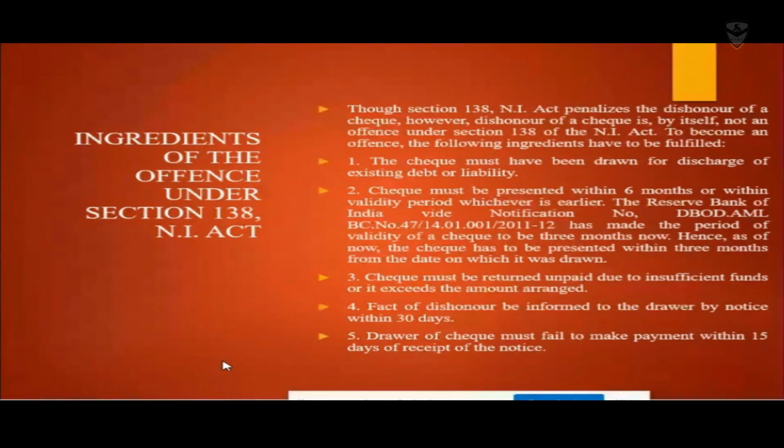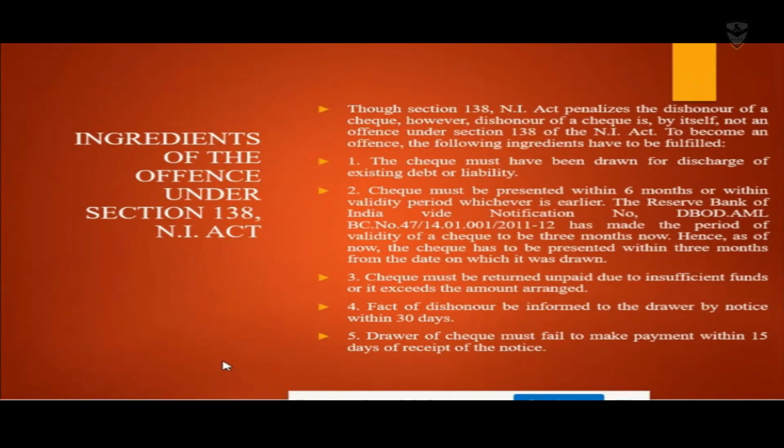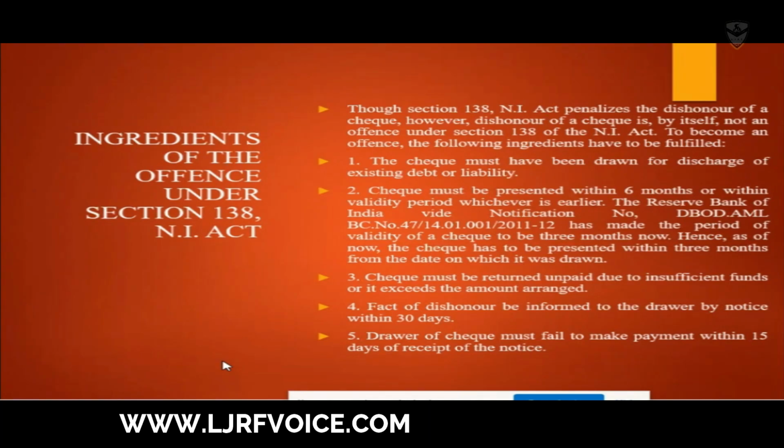The drawer of the check must fail to make payment within 15 days of receipt of the notice. So after the check is dishonored, within 30 days, you have to send the notice to him. And once he receives the notice, within 15 days he has to make the payment. And if he fails to make the payment within those 15 days, thereafter only does the cause of action arise.